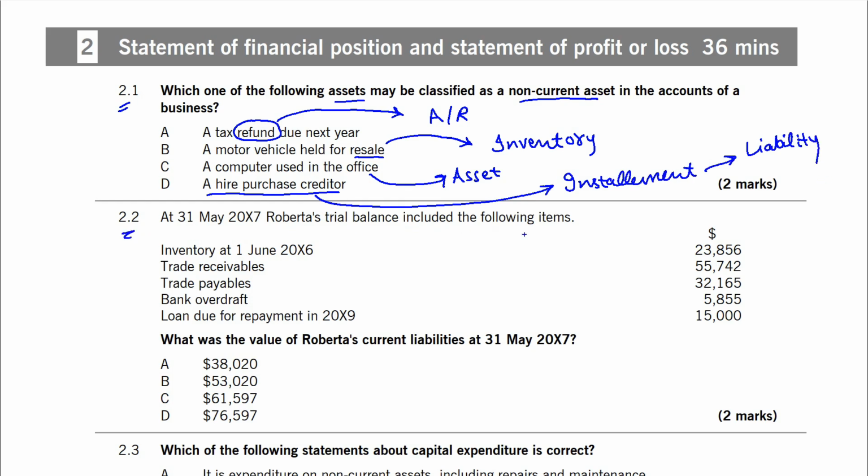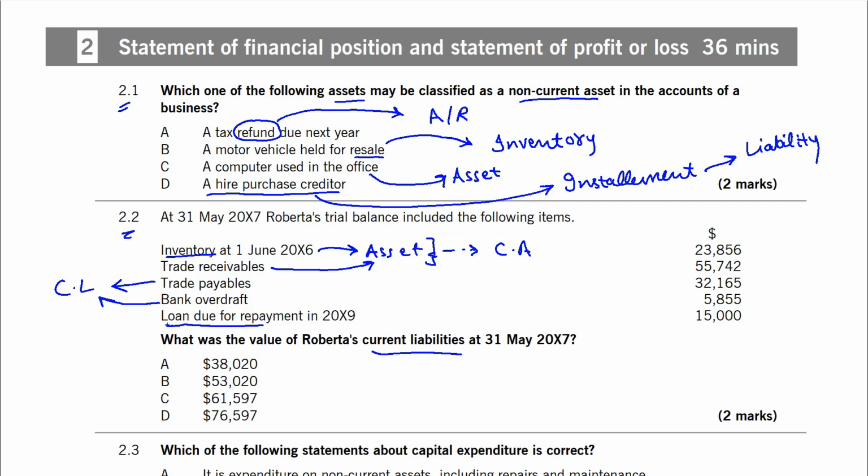Roberta's trial balance includes the following items, and we are required to calculate total current liabilities for the year ended 2007. So it's our inventory, it will be classified as asset. Then we have trade receivable, again it's our asset, and specifically both of them are our current assets. Then we have trade payables, yes it's our current liability. Bank overdraft, it's also our current liability.